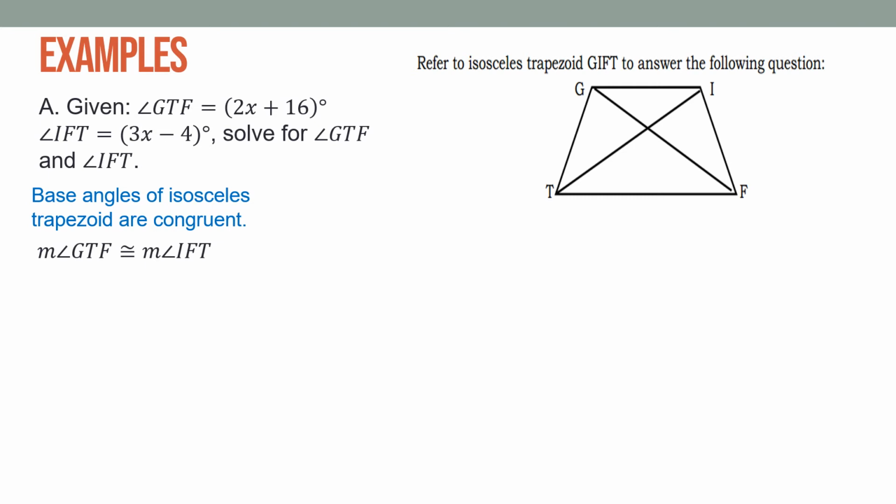GTF, where is that? GTF is here, and then IFT is here. 3x - 4 equals 2x + 16. 3x - 2x equals 16 + 4. x equals 20.